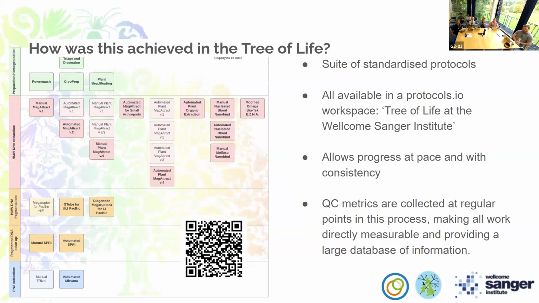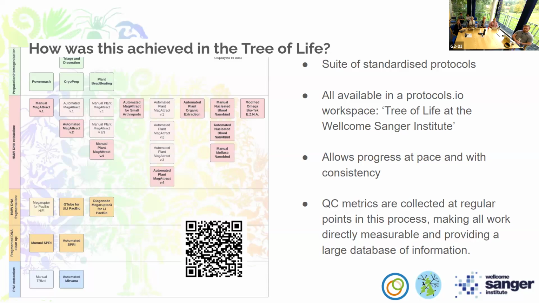And then how each of those processes are actually achieved is through working through a suite of standardized protocols. So if we go from the top here on the left-hand side in the green, these are our various homogenization techniques. In the pink, there are various different DNA extraction methods. Fragmentation and cleanup is shown in orange, and in blue are the RNA extraction methods. And the QR code here will take you to our Protocols.io page, where all of these have been released.